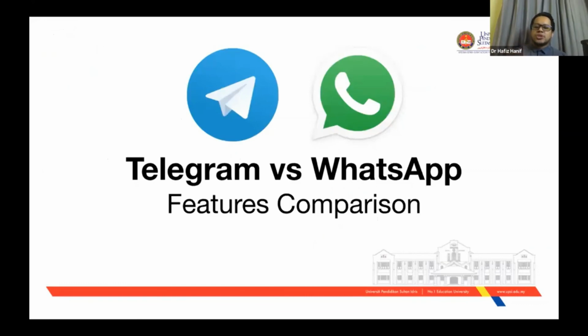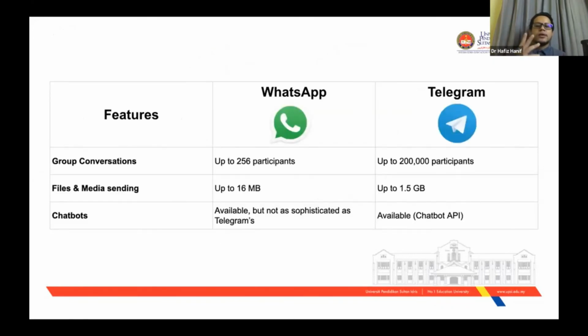So we come to the feature comparison. Right now we are trying to see how these two services, although they appear to be the same, have some things that are a bit different between Telegram and WhatsApp. So let's see what it is. In terms of group conversation, if you have a WhatsApp group, the limit for participation is 256 participants in a group conversation. But for Telegram, you can go up to 200,000 participants. So Telegram supports more users.